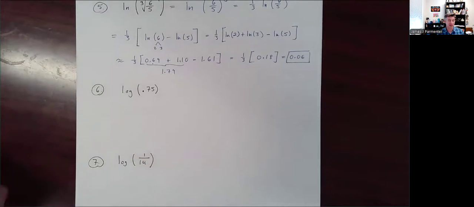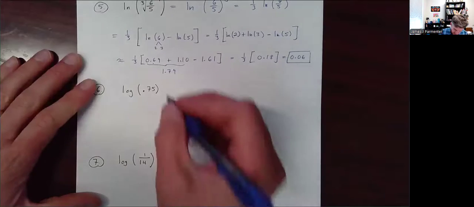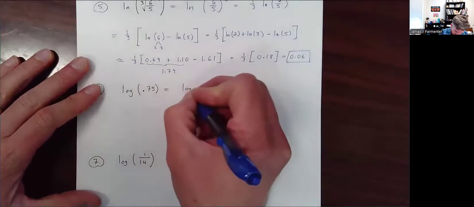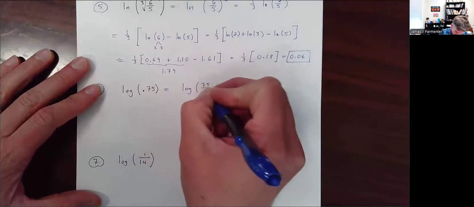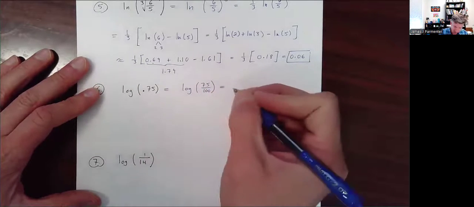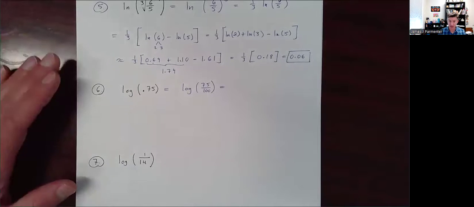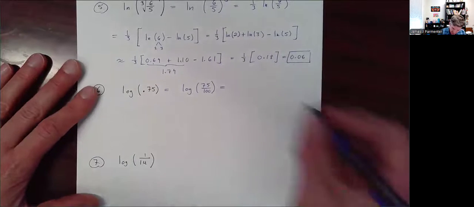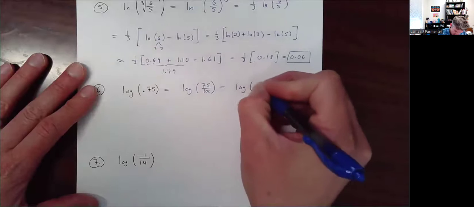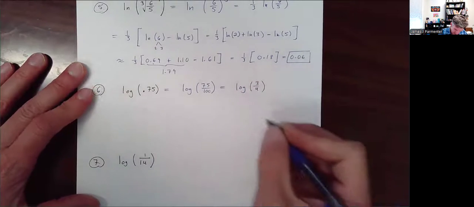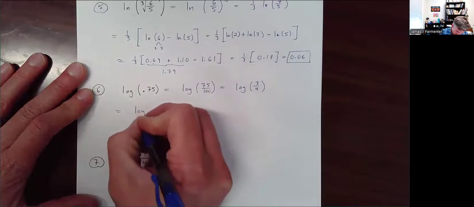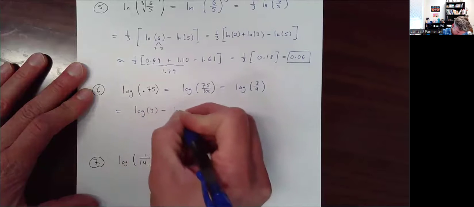The better way to do this is to reduce that fraction. So to first write it as a fraction as log of 75 over 100, or go straight to the fact that we know that 0.75 is like 75 cents, which is like 3/4, literally 3 over 4. This reduces to log of 3 over 4. And then we can write it as log of 3 minus log of 4.